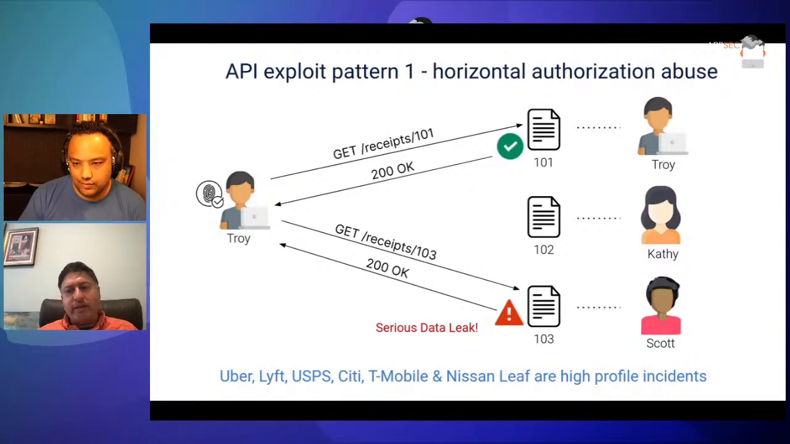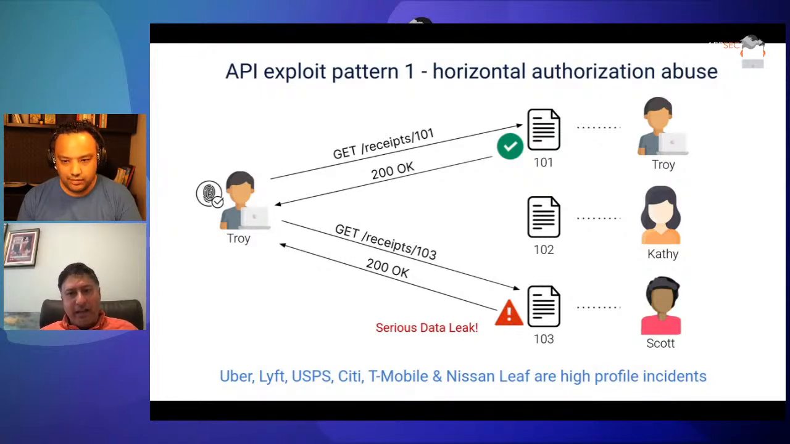And Troy is able to actually access Kathy and Scott's receipts by just simply asking for it using a tool like curl and postman, as long as he's authenticated. And he was able to access it for thousands of users. Now, in the industry, people often call this insecure direct object references, or IDORs, and some people also call it broken object level authorization.